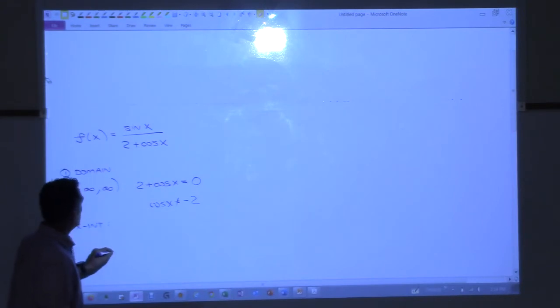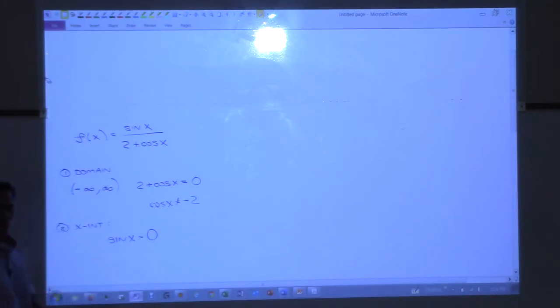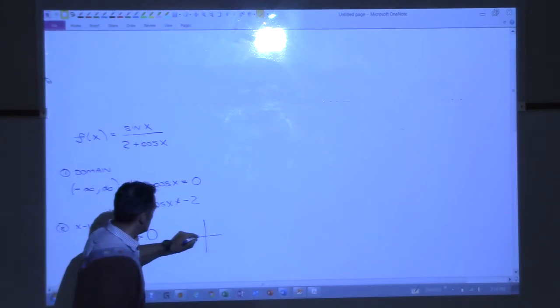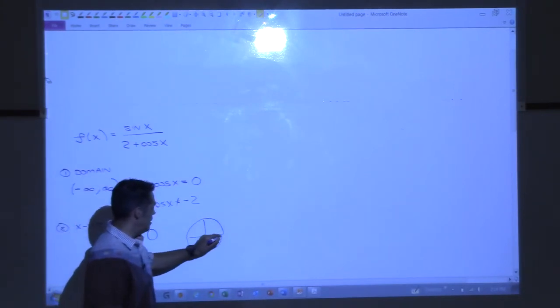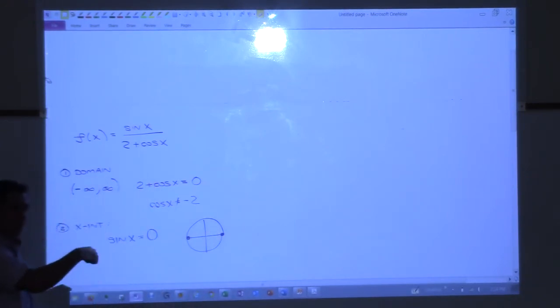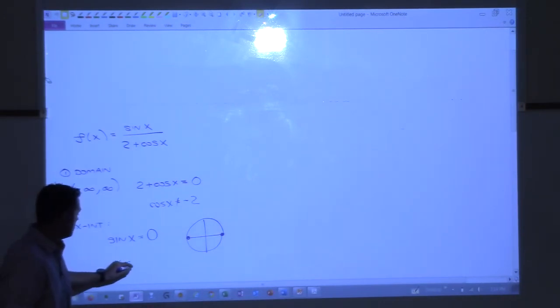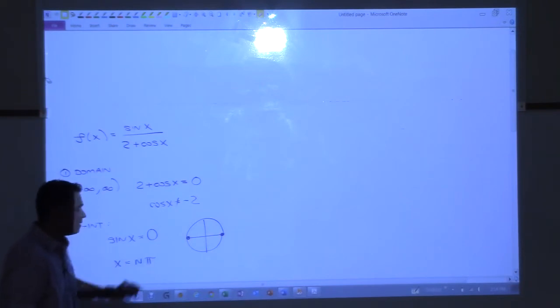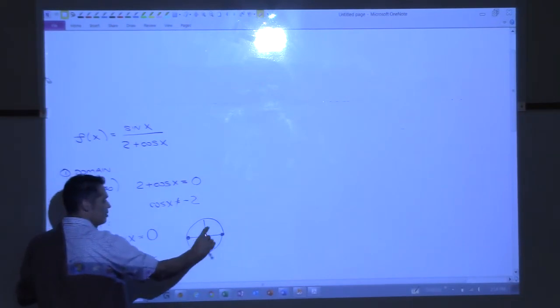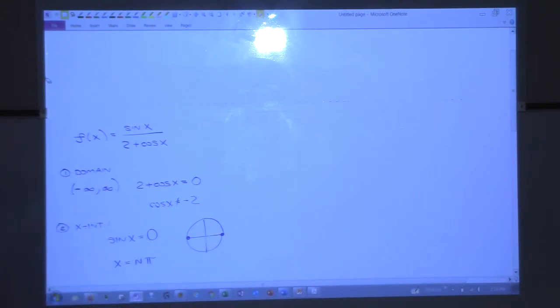All right, what about x-intercepts? Set the top to 0. So when is sine 0? If we go to our unit circle, sine is the y-coordinate. That happens here, and it happens here. But you can keep going around, right? So this is infinite solutions. x has to be n pi, any multiple of pi: 0, pi, 2 pi, 3 pi, 4 pi, or negative pi, negative 2 pi, negative 3 pi, negative 4 pi. So all multiples of pi, pre-cal.